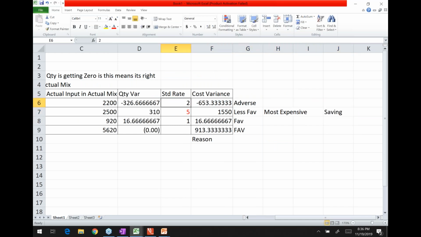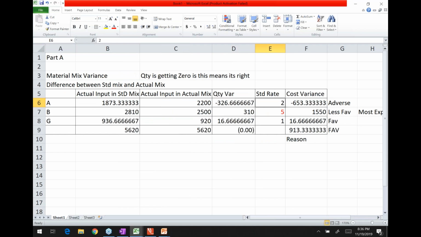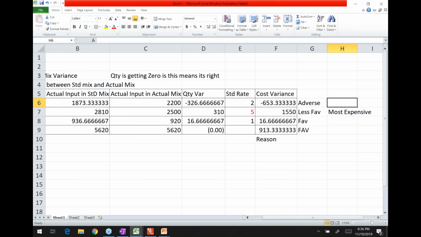On the other hand, the cheaper material is this one. Alpha is a cheaper material. So for the cheaper material, alpha, adverse means more use. So we have used more alpha.